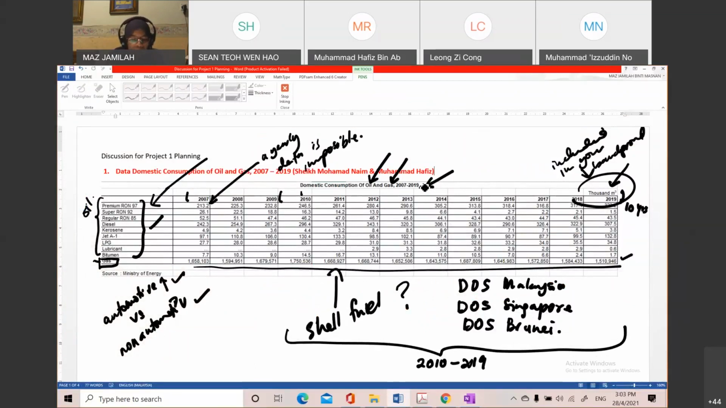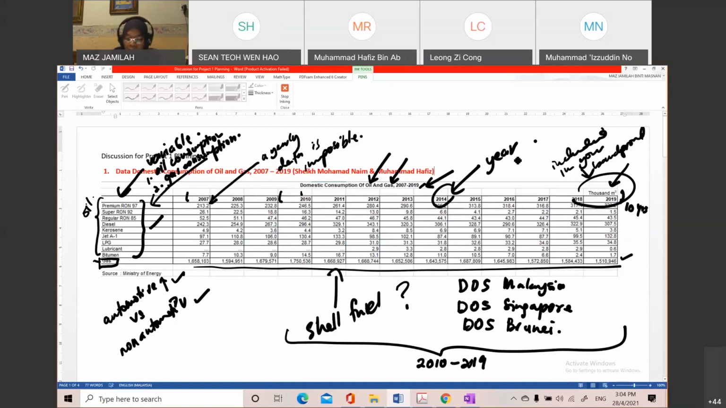Can someone try? What are the variables involved in this particular data set? Okay, if I can simplify it for you, this one is your variable. Okay, this one is your variable. So in this one, what do we call this variable, class? You have two variables here: the variable for oil consumption, and the second one is gas consumption.